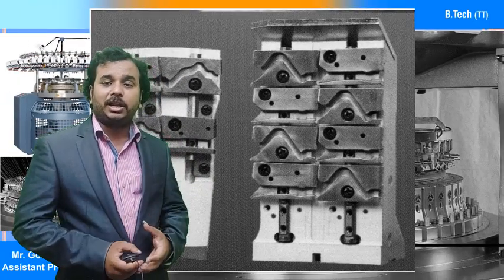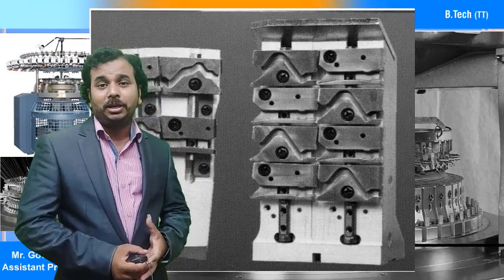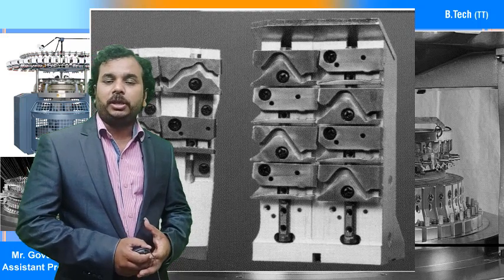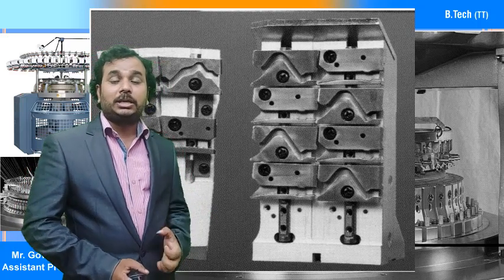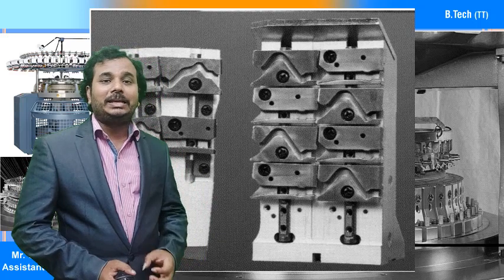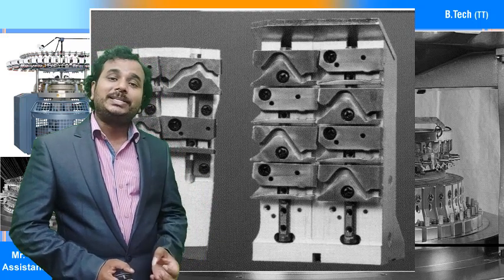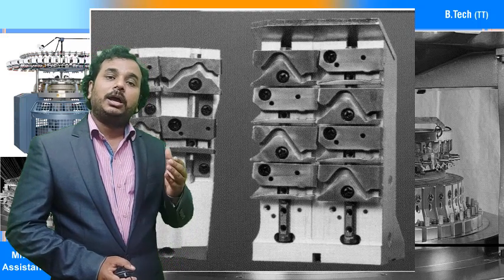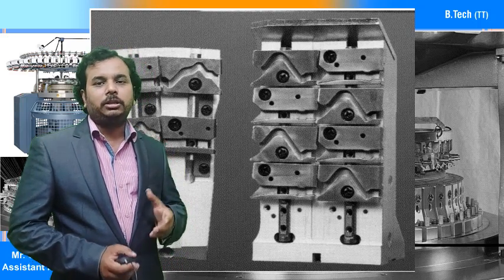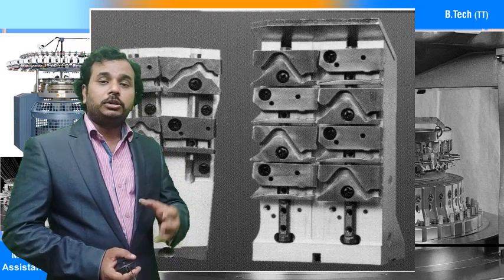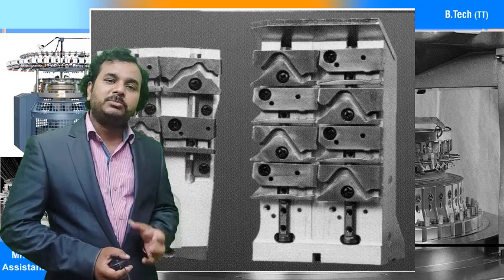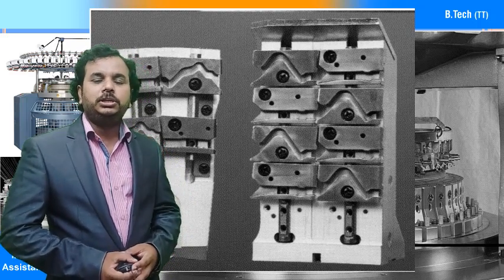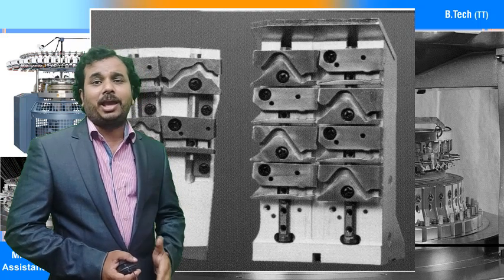This is specifically a multi cam track system, which I have shown in the image. We will discuss in the further classes what exactly multi cam track systems are, and what exactly multi butt positions or multi butt levels are, in the next sessions. So these are the cams that are going to be used in the case of cylinder and dial machines.